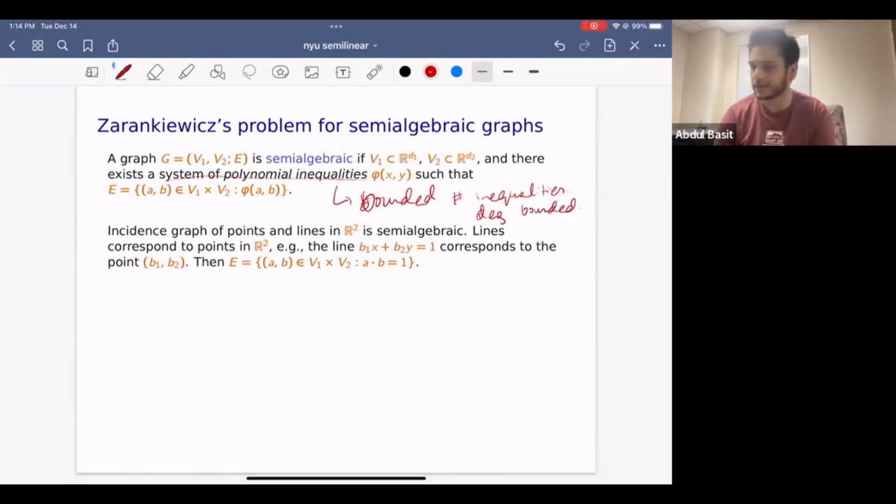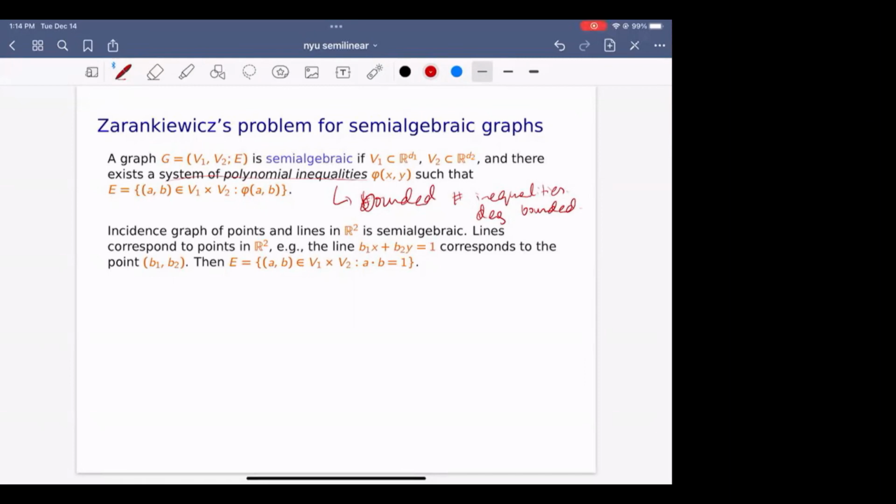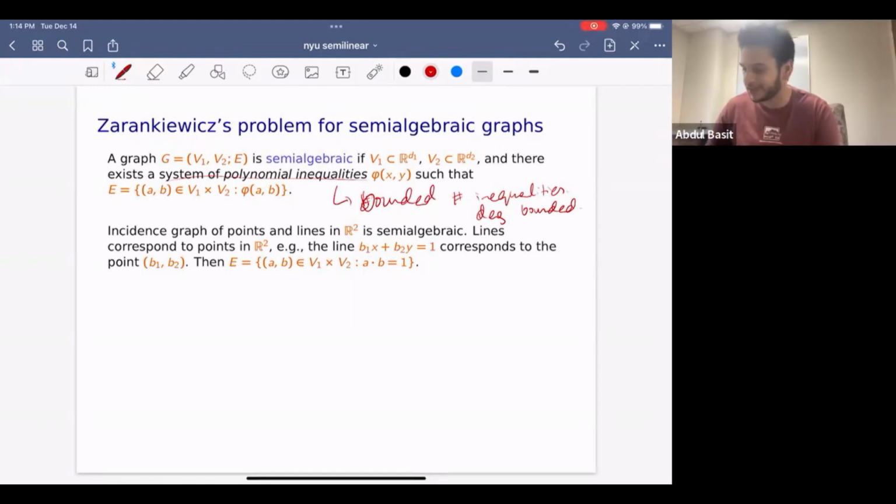I think that's everything we need to cater for, right? The number of inequalities is bounded and the degree is bounded. Does that make sense? Yeah. Okay. Right. So again, yeah.